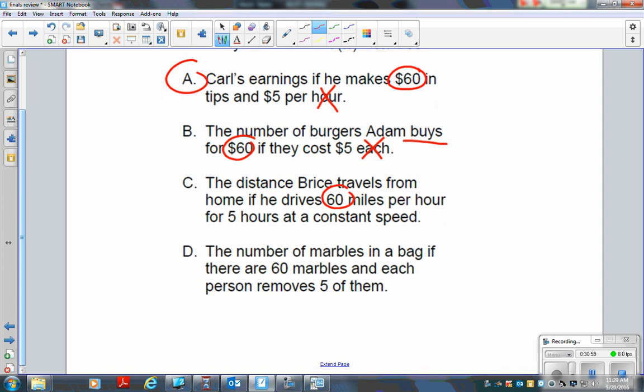All right, here we go. He travels from home. If he drives 60 miles per hour, that's 60x. That's not what we're looking for. And if you remove, this is a minus, not a plus. The answer was A.